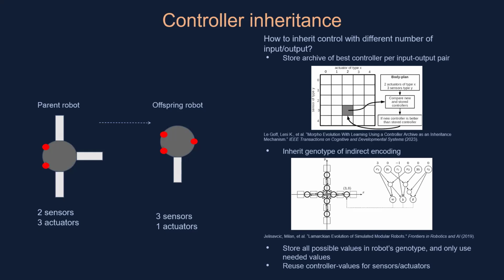You can store all possible values of a robot's genotype into one gene. So let's say a robot can have a maximum size of 10 by 10. You store all parameters for this, and just use the ones you need to use. Another way you can, for example, have only one controller per actuator. So you can reuse controllers. You can have one controller, or you can have 2 controllers that the actuators can choose from.